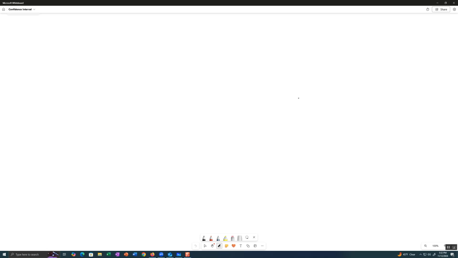So what does this look like? It looks like this. Confidence interval, 95, is going to be equal to the mean plus and minus the t star value times s divided by radical n, which is the standard error of the mean.